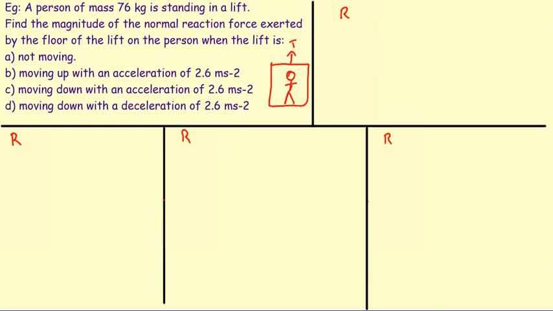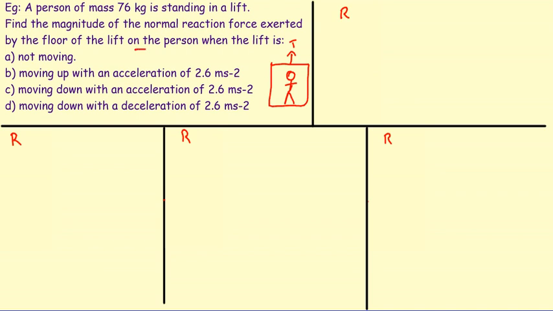Let's have a look at this example here. Forgive the R's all over the place. You'll see why they're there in a moment. So we're going to look at a person standing in a lift. They've got a mass of 76 kilograms, and we've got to find the magnitude of the normal reaction exerted by the floor of the lift on the person when the lift is not moving. We'll start there. So we're interested in the normal reaction experienced by the person.